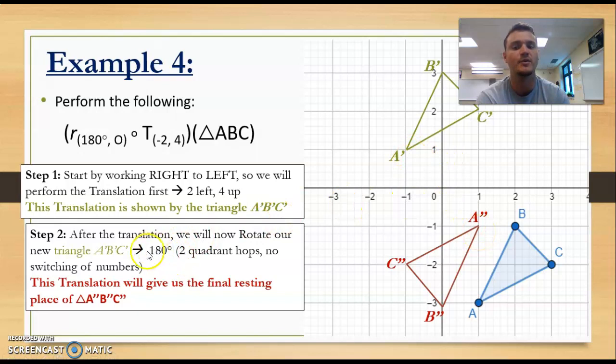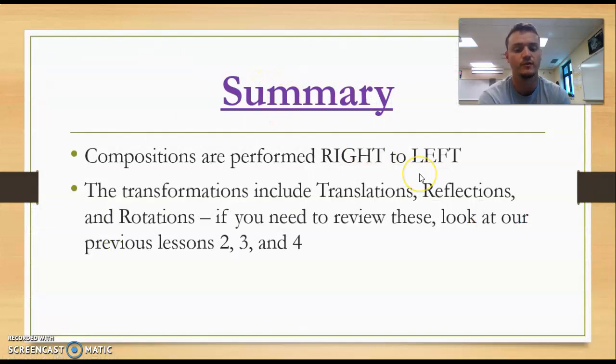And then keep in mind that with the 180, this is the one where the numbers don't switch. If B prime was at 0, 3, it would still be in the order 0 then 3. Or C prime is at 1, 2, so it would still be 1, 2 in that order, except now it's at negative 1, 2. So again, this is just reviewing how to do transformations for compositions.